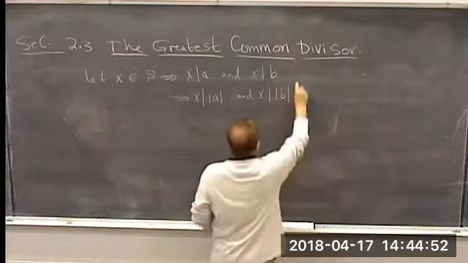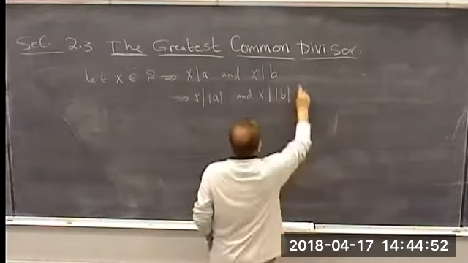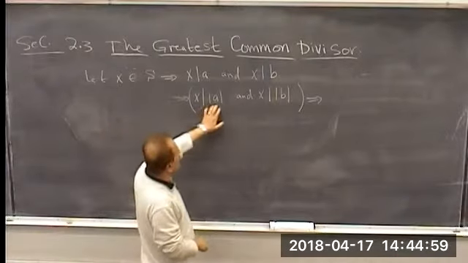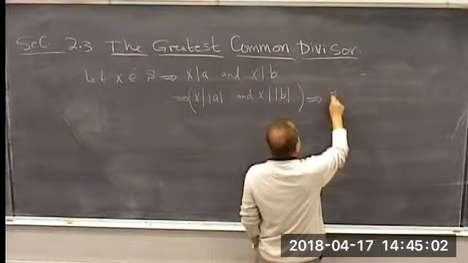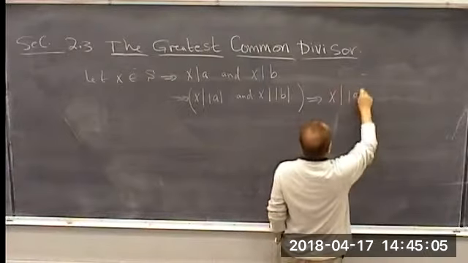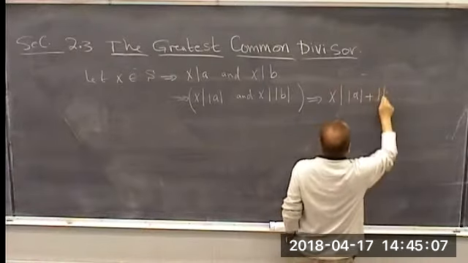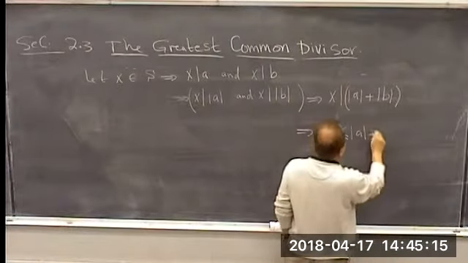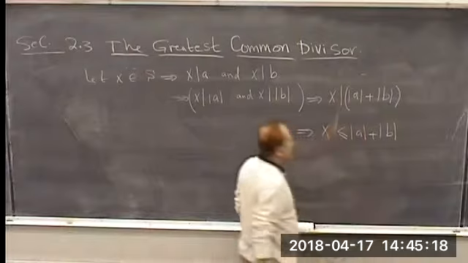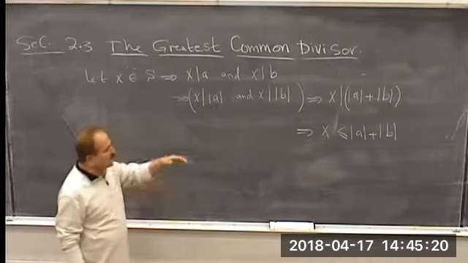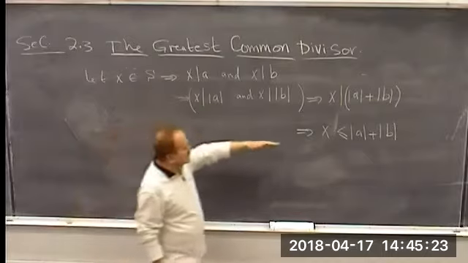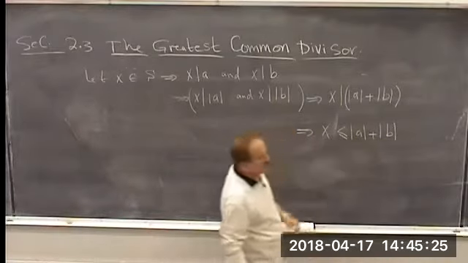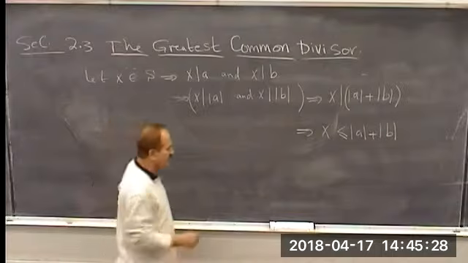From both of these, we have shown that X would divide any linear combination of the absolute value of A, absolute value of B, and this is what I need. We need that this divides this. And this implies that X is less than or equal to the absolute value of A plus the absolute value of B. All right, so any divisor, any element in S, is going to be smaller than or equal to the sum of the absolute values.